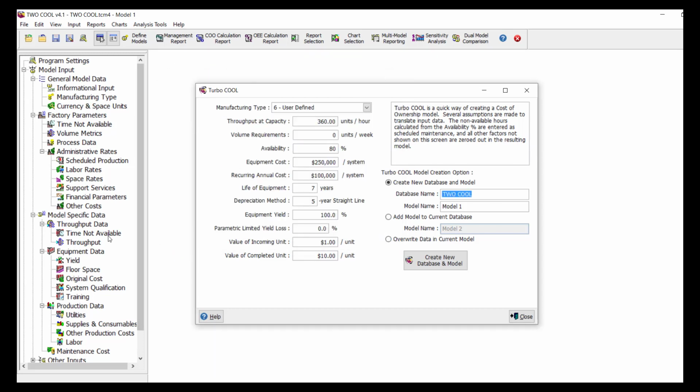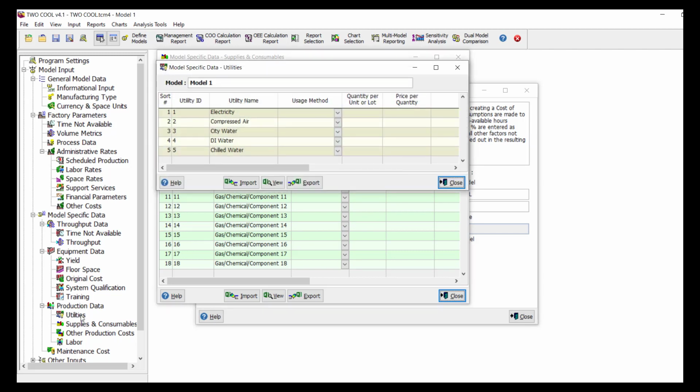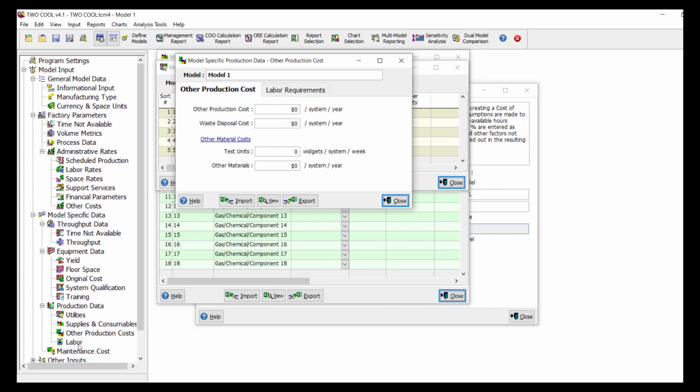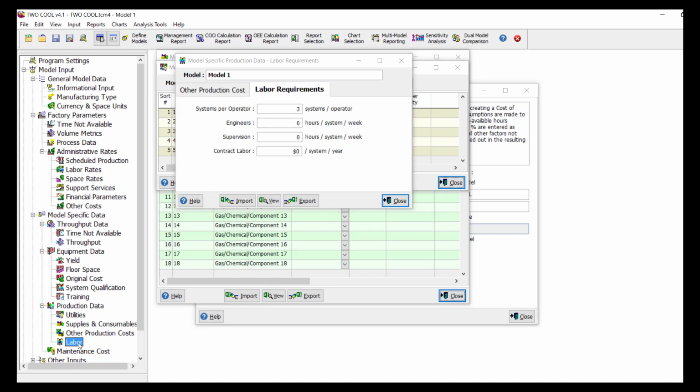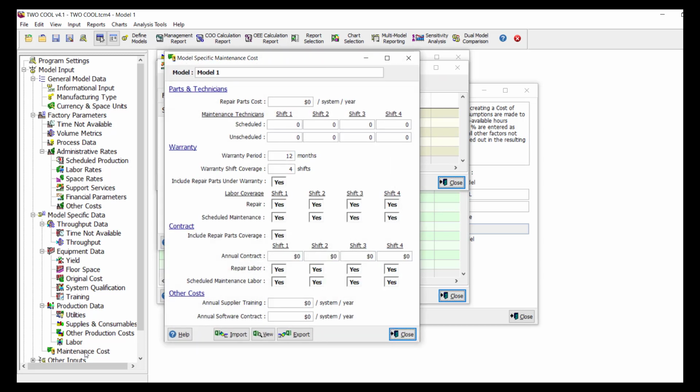Non-scrap related recurring costs again cover a broad number of possible inputs. So TurboCool just places all the costs in a single input under supplies and consumables. Other recurring cost areas include utilities, waste disposal, other materials, personnel, support services, and maintenance. The maintenance section allows for the input of replacement parts costs and warranty and service contract conditions.